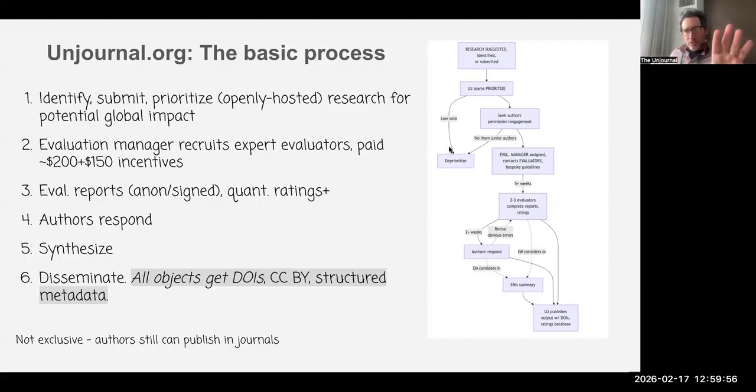Note, it's not an exclusive process. Of course, it couldn't be because we're not only taking submissions, we're going out and doing these evaluations, always keeping the authors in the loop. So authors can engage in this process, but also publish in standard, traditional journals. We're trying to provide a bridge, not a bridge to jump off of, a bridge to climb over.